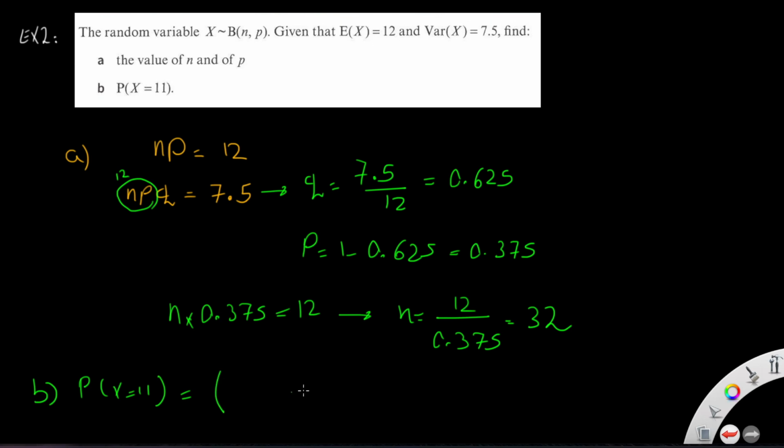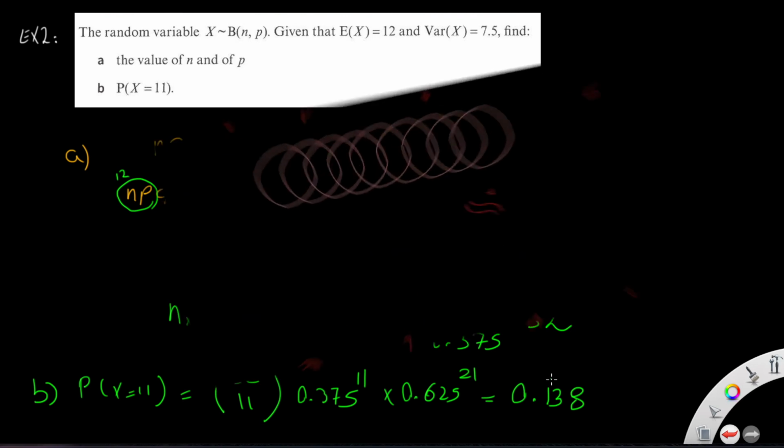Now for the second part, probability of X is equal to 11. It means that you are supposed to have 11 successes out of n, which is 32 trials. So probability of success, which is 0.375 to the power of 11, and failure was 0.625 to the power of, out of 32, 11 are successes, so 21 will be failures, which is 0.138.